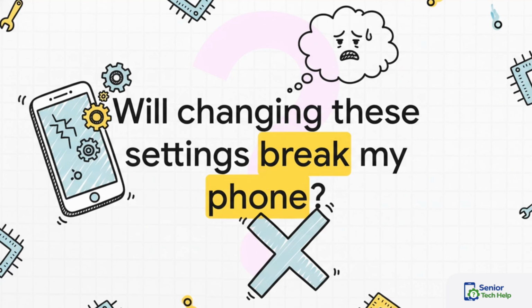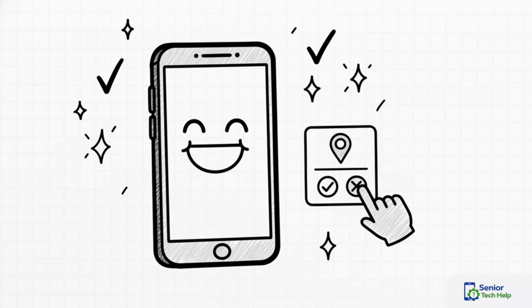If I start poking around in my settings, am I going to break my phone? That's a totally reasonable thing to worry about. And the answer is a big, resounding no. You can't break anything by changing these settings. Your phone will work just fine. And the best part is, this isn't permanent. If you turn something off and an app needs it later, it will just ask you for permission again. It's that simple. You're completely safe.